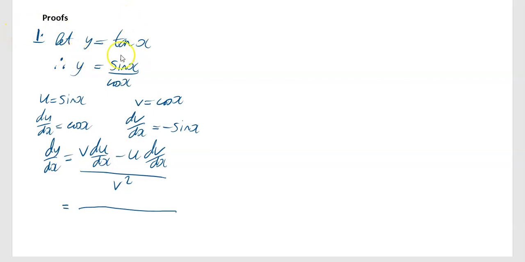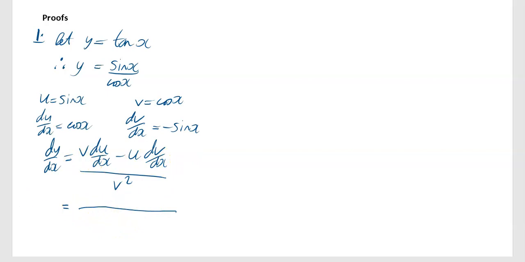I've started this off for us here, and I've said if y is equal to tan x, therefore you can write this as y is equal to sine x over cos x. So your u is equal to sine and your v is equal to cos. And we've differentiated our u to give you cos, differentiated your v to give you minus sine. And then where we're going to pick up, we've written down the formula for the quotient rule, and we're just going to fill this in and see where we go to.